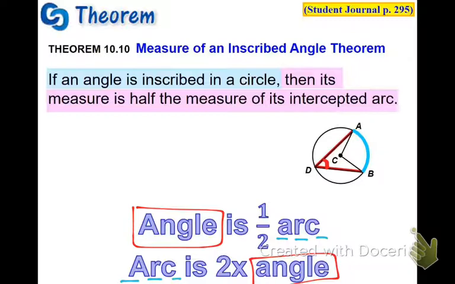So the angle is going to be half of the arc, and the arc is double of the angle. As long as you can do those two things, you can do inscribed angles like nobody's business. But here's the thing. It's simple and it's easy, but when you get to the test, if you don't look over this before the test, you're going to do inscribed angles when it's a central angle, and a central angle when it's an inscribed angle. So make sure that you can tell the difference between the two.